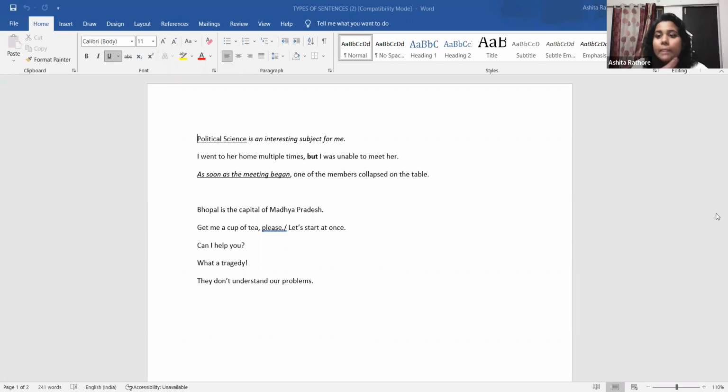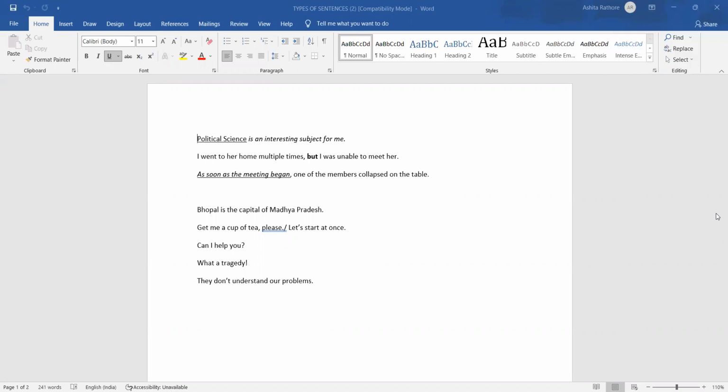Is the bifurcation between all the types of sentences clear? The first three, that is simple, complex, and compound, are examples of structurally different types of sentences. Yes. And the next five are semantically different types of sentences. Are the two concepts clear? Structure and semantics? Yes, ma'am.